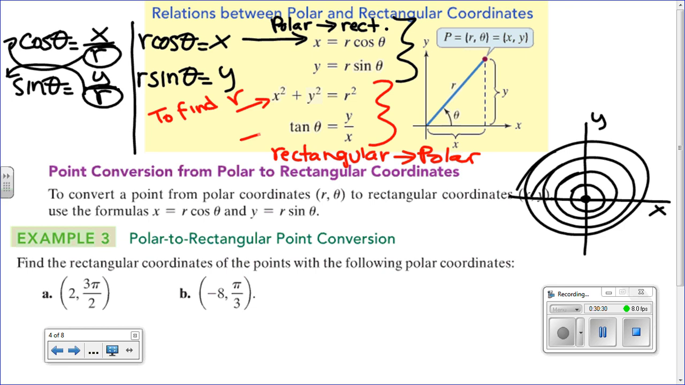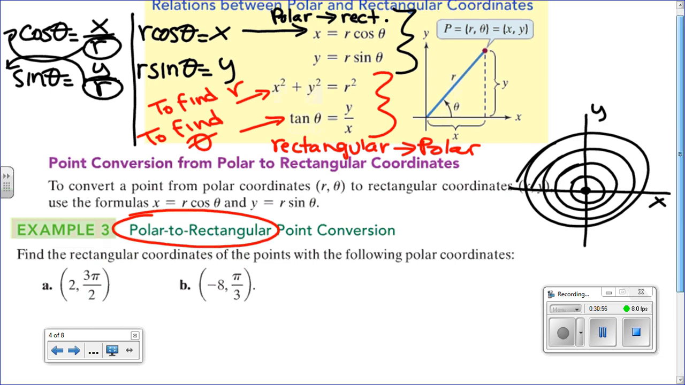And then this one to find theta. Okay? So first one, we're going to convert from polar to rectangular. So we're going to use our first two formulas to find x and y.